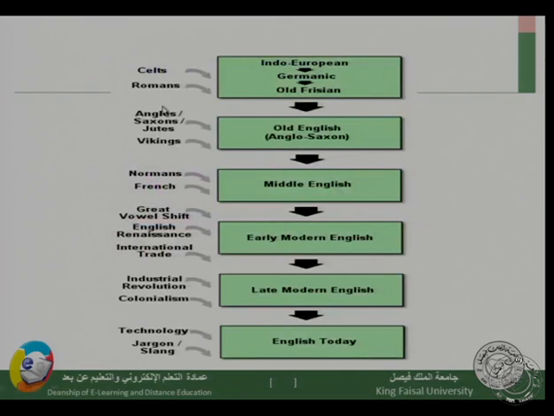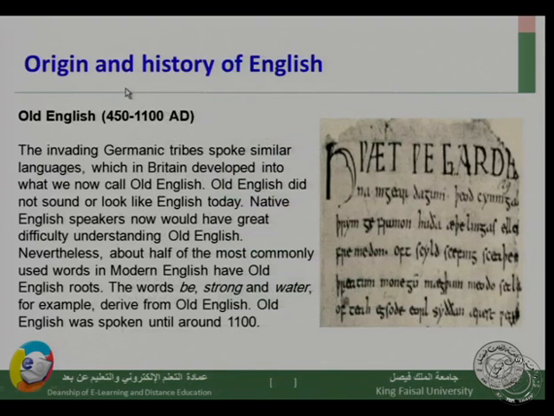Later, we shared this interesting figure about the Indo-European, Germanic, Old Frisian languages that affected English from the origin, from the beginning. Then we had Old English, sometimes called Anglo-Saxon. This led us to this stage, Middle English, Early Modern English, Late Modern English, and finally the English of today. Origin and history of English.